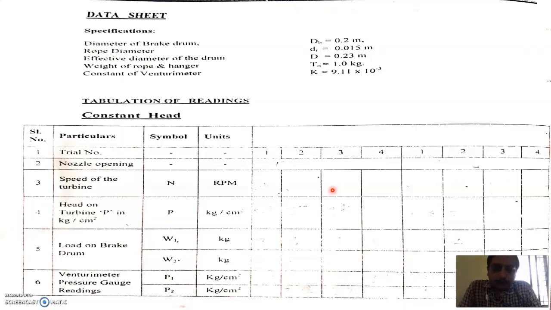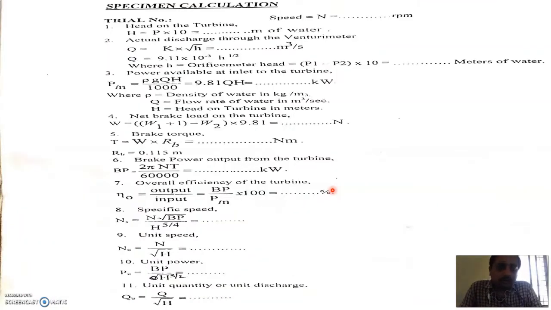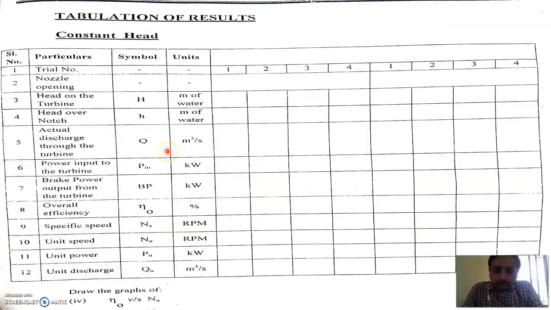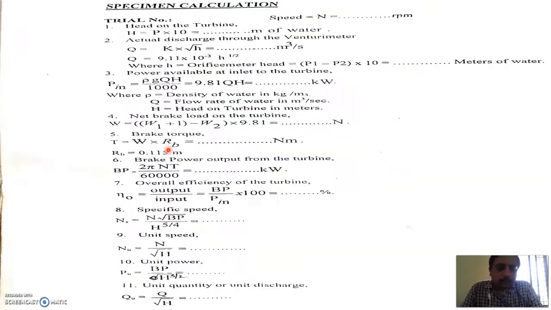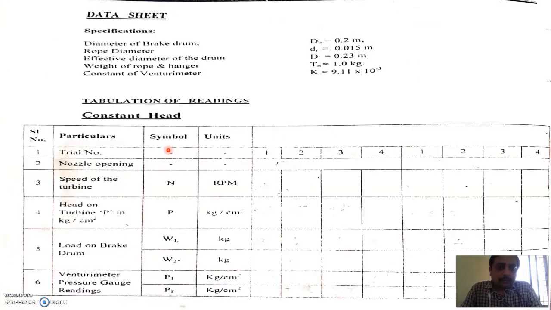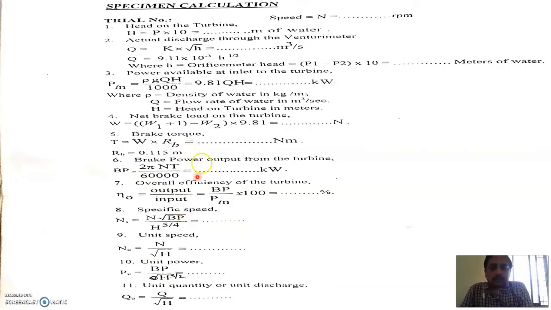When you record the readings, these are the calculations to find out the characteristics. As I mentioned earlier, we need to find the specific speed, unit speed and unit power. You are finding the brake torque, the power, and the brake power output of the turbine. In this way, you are finding out the characteristics of that turbine itself.